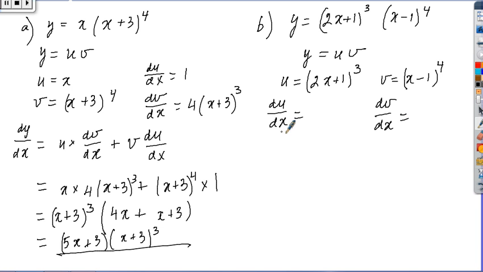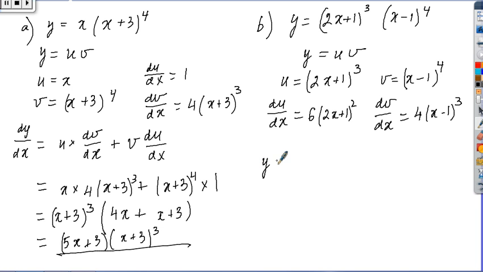Okay, so du by dx, applying the chain rule, we have (2x+1)^2, and then we need to multiply by the derivative of the internal function, which is 2. So 2 times 3 is 6, (2x+1)^2. And now dv by dx, it is 4(x-1)^3, and the derivative of the internal function is just 1, so we're not writing it.